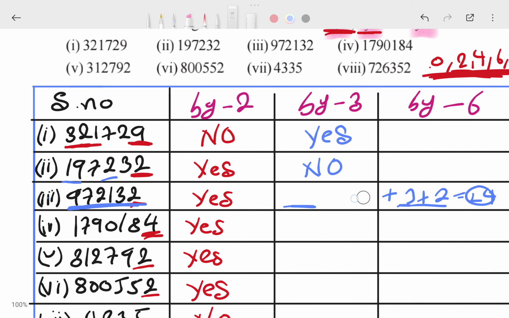Okay, so what do we have to write? We have to write yes, it is divisible by 3. So here we have to write yes. Okay, now let's add this number.